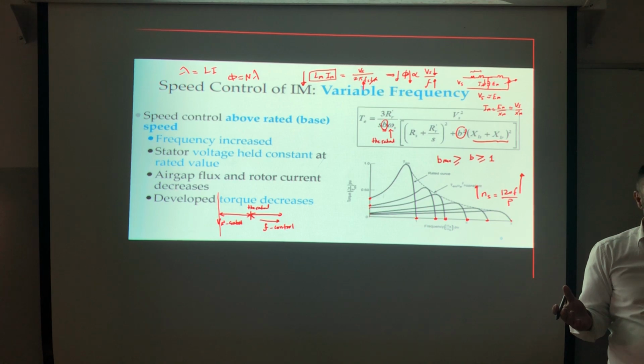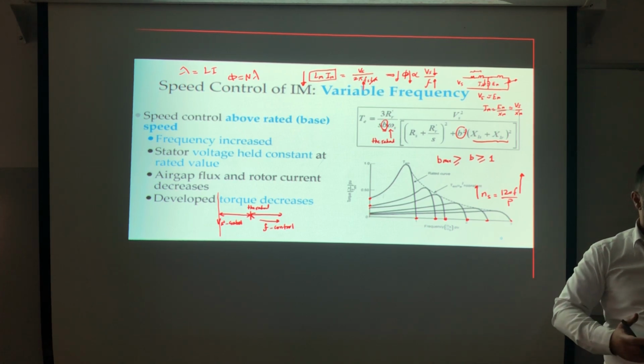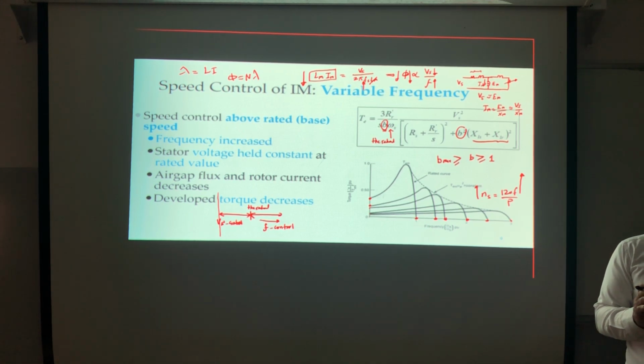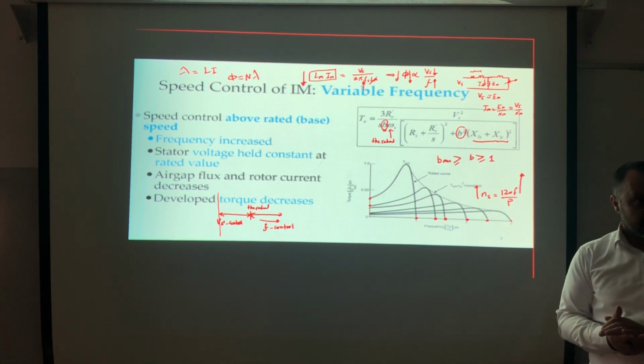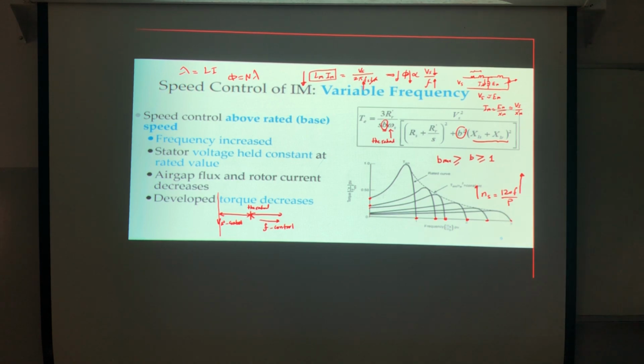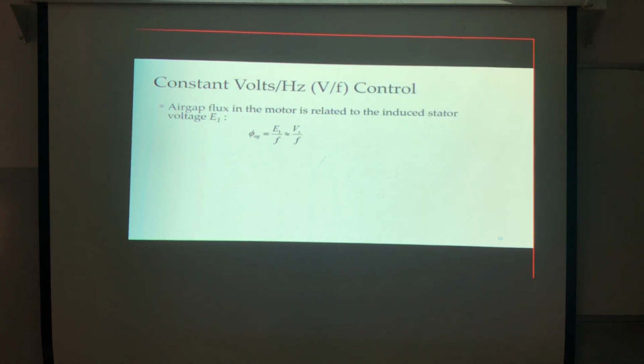This is good for the machine? Yes. In general, the machine is designed to operate at what? At the rated value. The best condition for the machine is the rated value. And this is the idea behind the constant volt per hertz control.